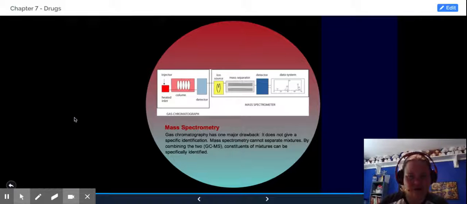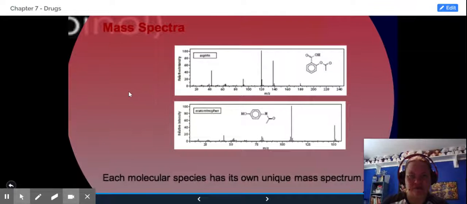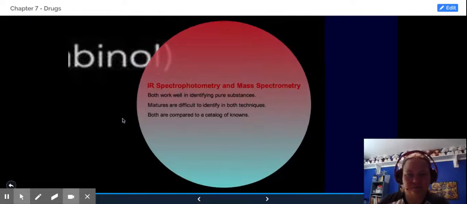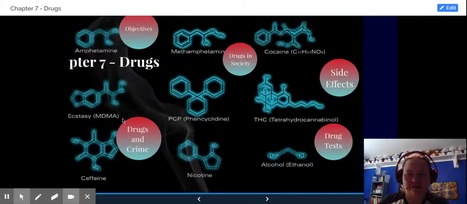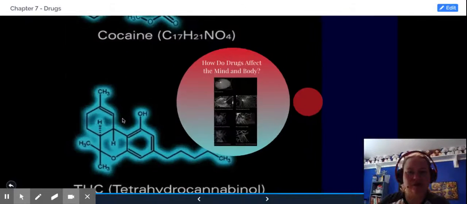In mass spectrometry, again, you did this in the CSI virtual lab. Each molecular species will have its own mass spectrum. Right up here at the top is aspirin, and this is acetaminophen. Both are painkillers, but as you can see, the graphs are different. They will identify pure substances. They're great, and they have a catalog of knowns to help you with that. So that's chapter 7.